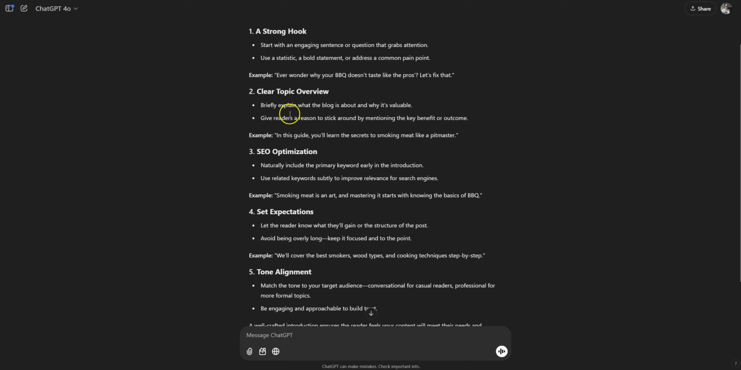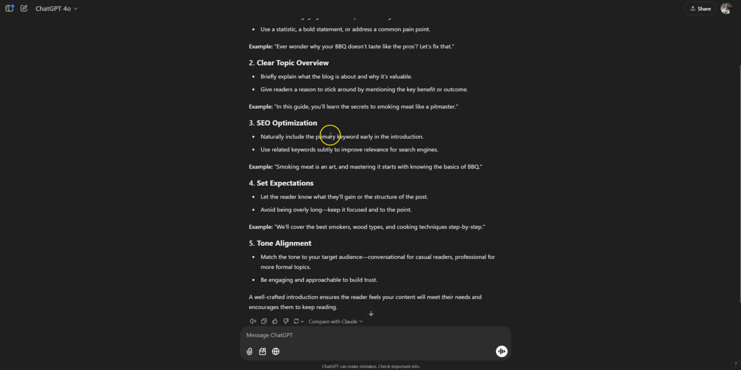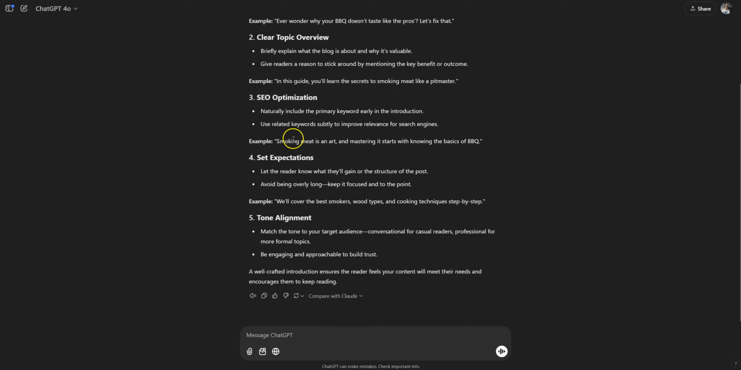Clear topic overview. Explain what the blog is about and why it's valuable. Why it's valuable, that would be the key there. You've got to tell people why they should be reading. You'll learn the secrets to smoking meat like a pitmaster. Naturally include the primary correct keywords. You want to get the keywords into the introduction.